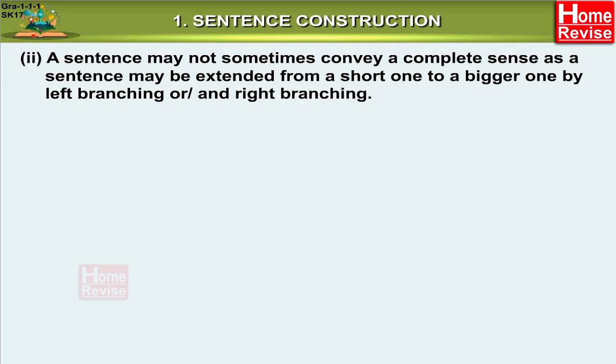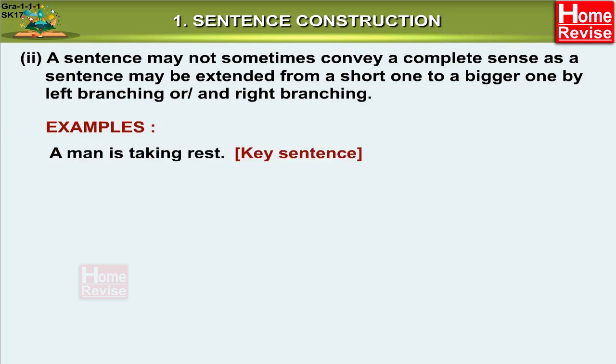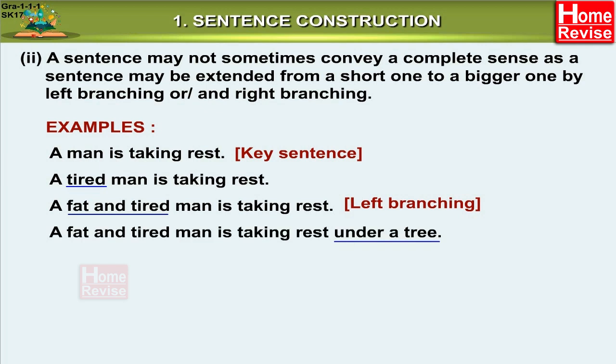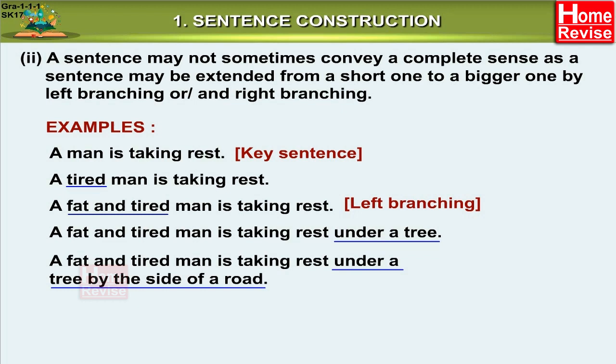Second, a sentence may not sometimes convey a complete sense, as a sentence may be extended from a short one to a bigger one by left branching and right branching. Examples: A man is taking rest. Key sentence. A tired man is taking rest. A fat and tired man is taking rest. Left branching. A fat and tired man is taking rest under a tree. A fat and tired man is taking rest under a tree by the side of a road.